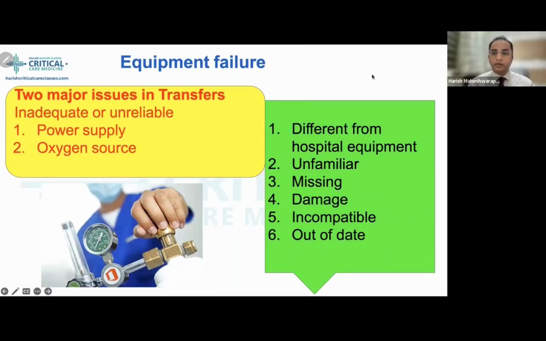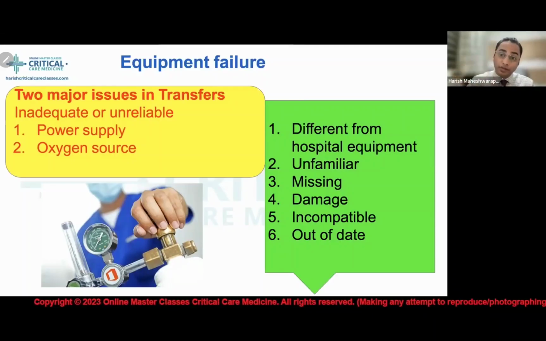So basically, it is different from hospital equipment. That is one reason, because we have a ventilator in the ICU which is entirely different from a transport ventilator. Sometimes they may not be a high flow ventilator, and we might not be able to give 100% oxygen through the transport ventilator.